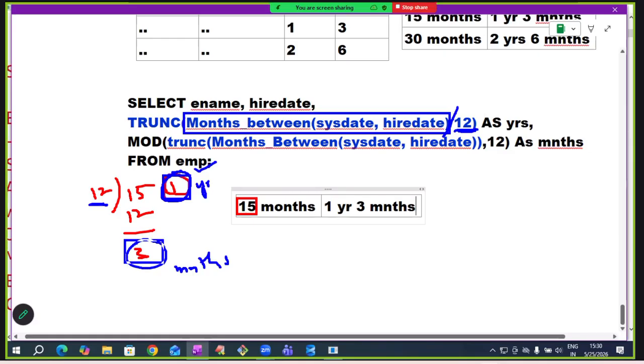Next, to get the remainder value, use mod. Number of months, I am dividing with 12. That's it, sir. So to get the quotient, use the division operator. To get the remainder, use mod. Number of months here, dividing with 12. I want to get the remainder value, so mod.